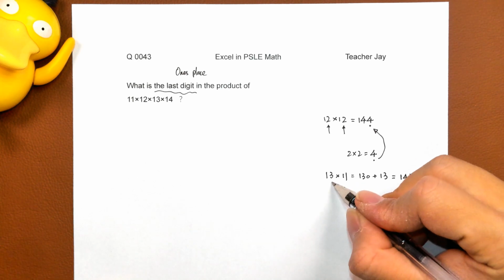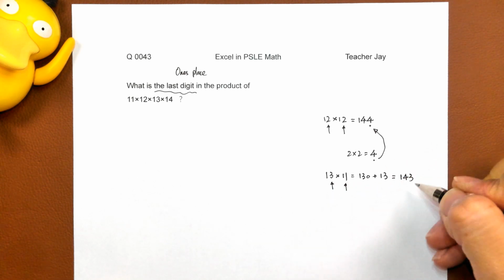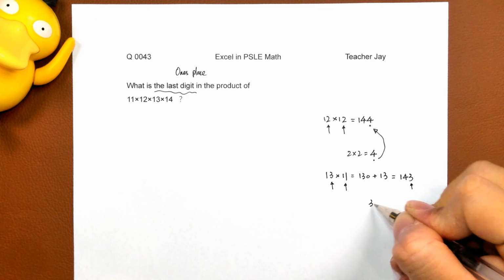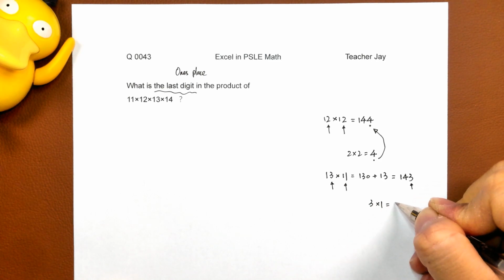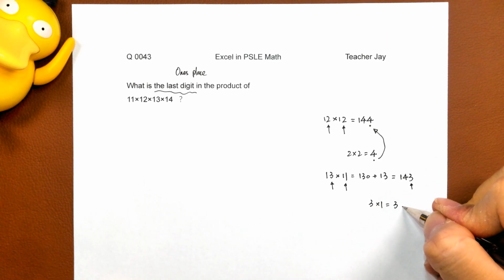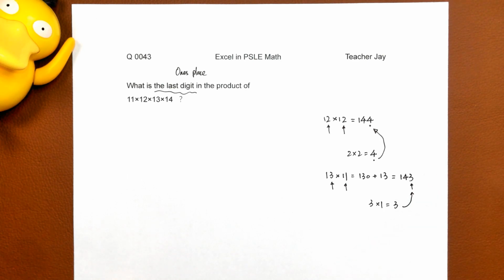But you know, 3 times 1 is 3. So as you can see, the ones place of the product is determined by these two ones place of the two multipliers. OK, 那我们现在明白了这个原理了以后，我们就可以知道了。11 times 12 times 13 times 14.